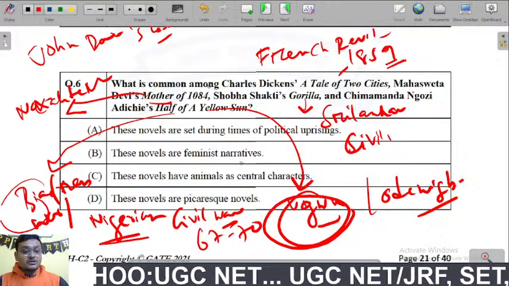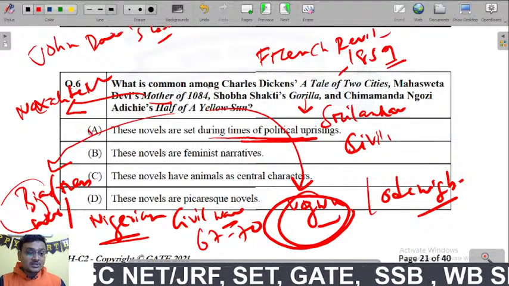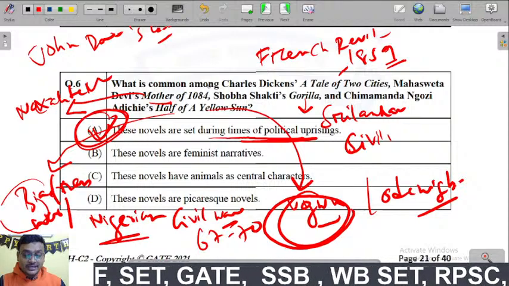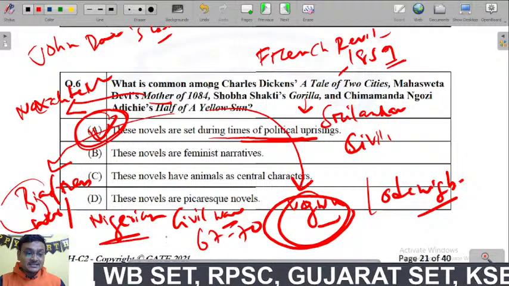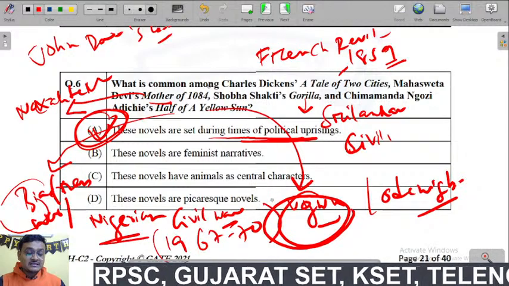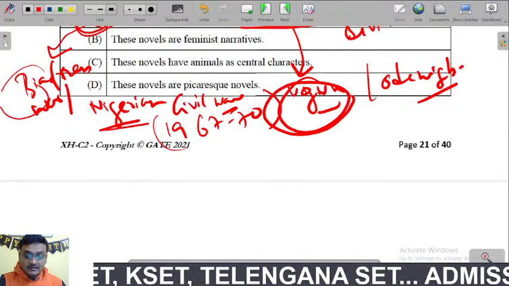So these are all set during times of political uprising. This is the common thing. So this is the right answer. Got it? So yes, 1967 to 1970. This is the Nigerian Civil War. Okay. Now moving to question number 7.